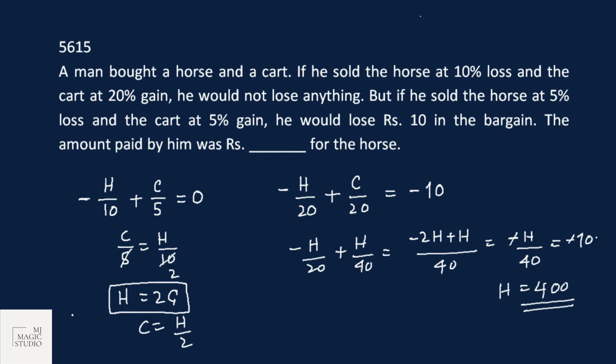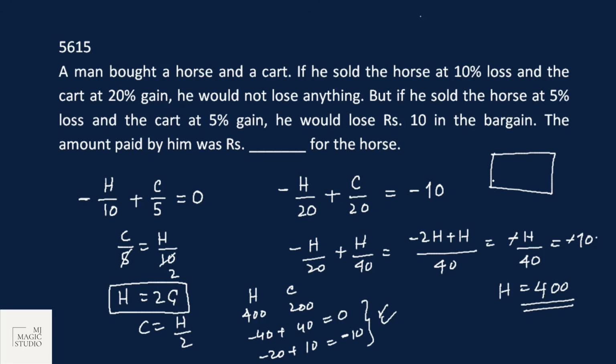h equals 400. Now we can check also. H is 400, that means c is 200. So we have h 400, c 200. Let's go again. 10% loss on horse is minus 40. 20% gain on cart, 20% of 200 is 40. If we add up, that is 0. 5% loss on horse is minus 20, and 5% gain on cart, 5% of 200 is 10. If we add up, we get minus 10. Bingo. Type in 400 in the box given. That should be the answer.